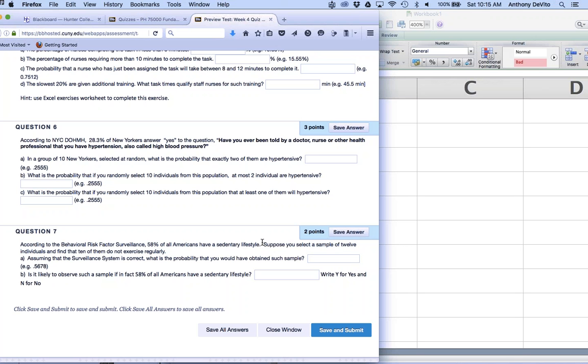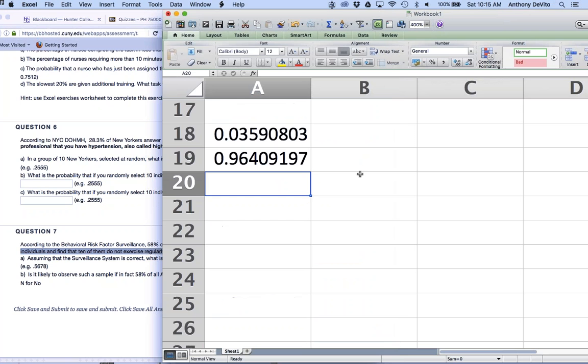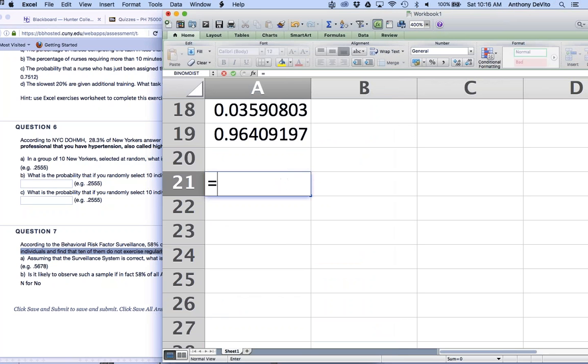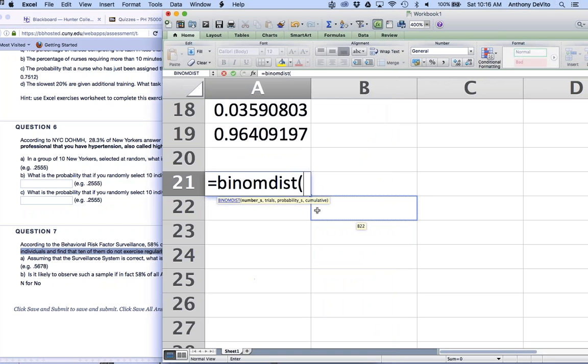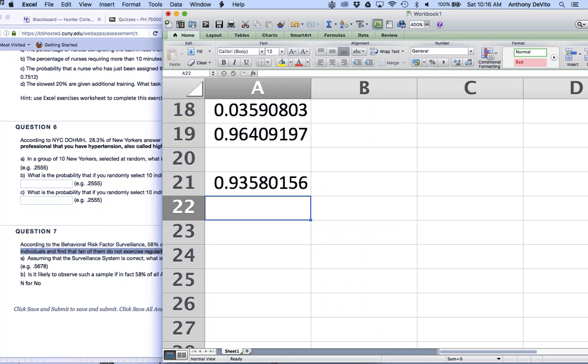So 10, 11, or 12 would satisfy this. So I want to know what's the probability of getting 9 or fewer, right? So the probability of getting 9 or fewer is going to be equal to BINOM.DIST, and let's see what we got. We have 9, out of a sample of 12, the probability is 0.58, true. And now I'm interested in only the part that's above that, 10, 11, or 12.